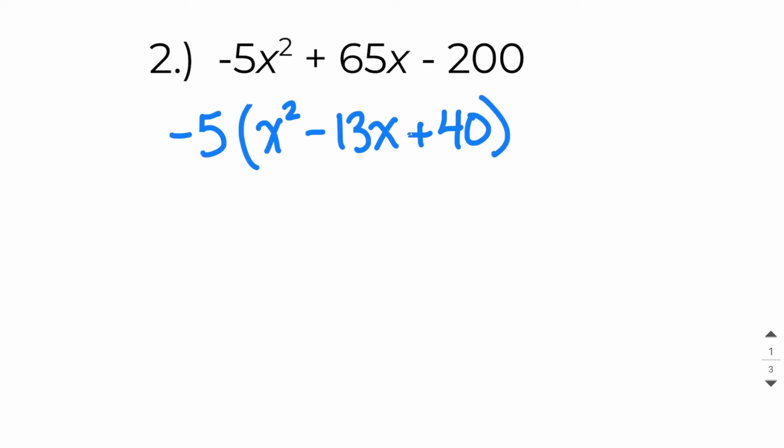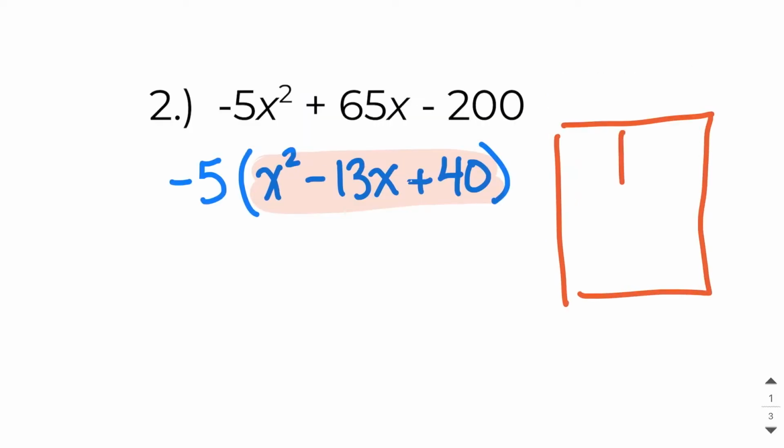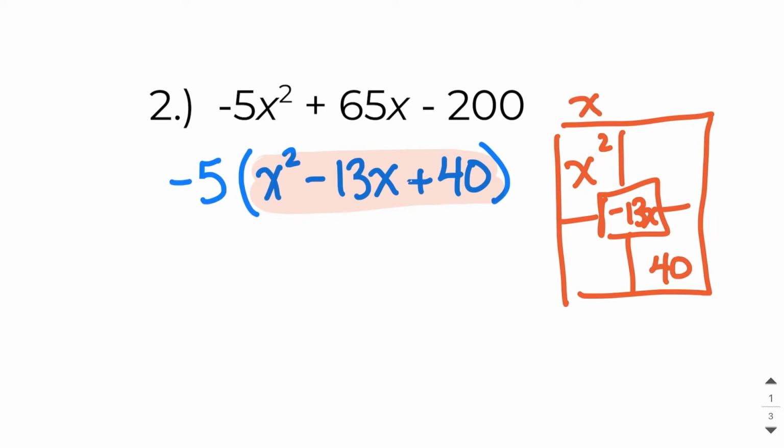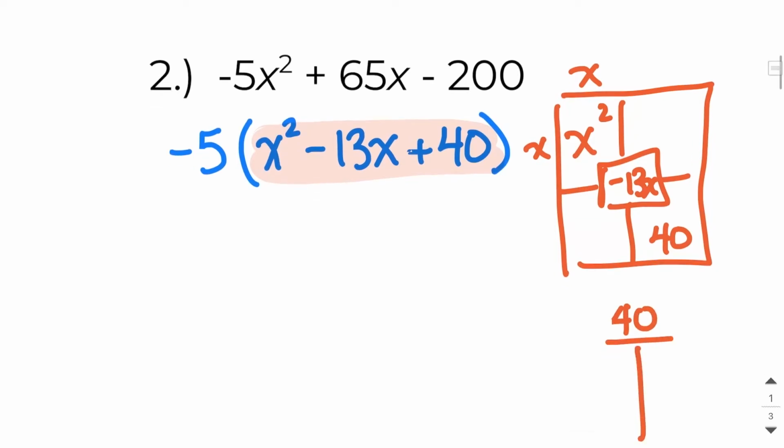Then I look at what I have inside of here, and I see if I can factor this any further. It's not a difference of perfect squares because there's 3 terms, but I'm going to try to see, can I unfoil this or can I undo the box? So let's go ahead and try. I know that this is x squared, I know this is negative 13x, and I know this is 40. I know also that this has to be x and x because those are the only things that multiply together to give me x squared.